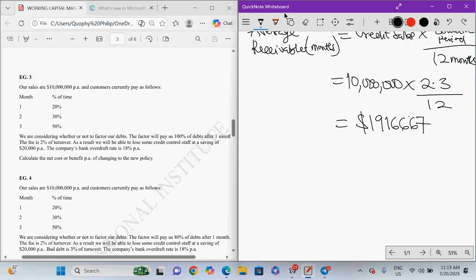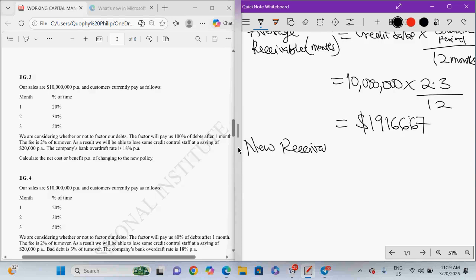Before we hire a factor. Now let's look at the new receivables after hiring the factor. New receivables after hiring a factor, right? So after factor services.